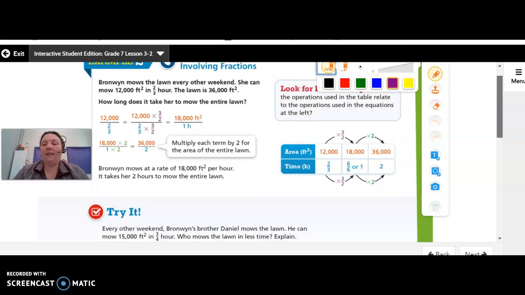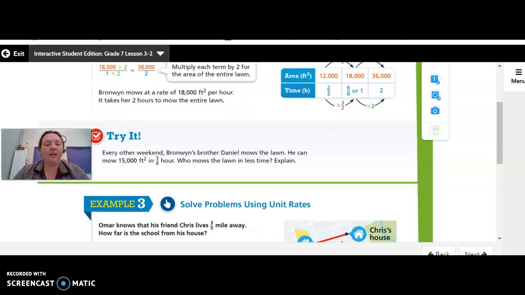So let's look at the try it problem in the middle of our page 171. Every other weekend, Bronwyn's brother Daniel mows the lawn. He can mow 15,000 square feet in 3/4 of an hour. Who mows the lawn in less time?